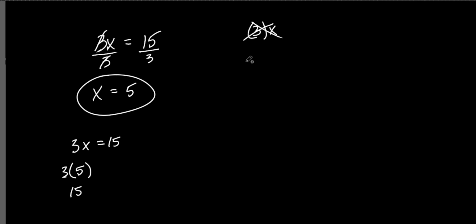Okay, what if I had something like this? Now, I don't know if they put this on the worksheet or not. Yeah, they do. Good. All right, what if you had x divided by 3 equals, we'll just say 5 this time.